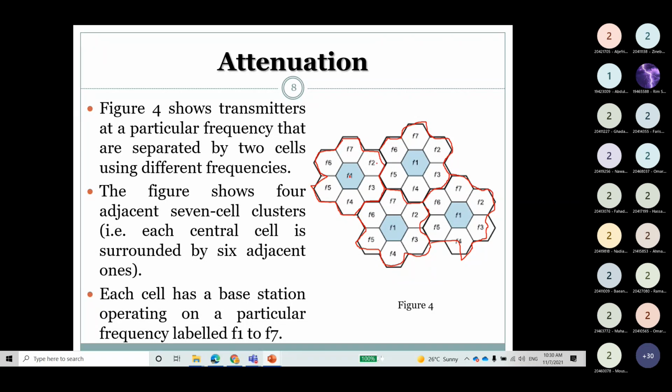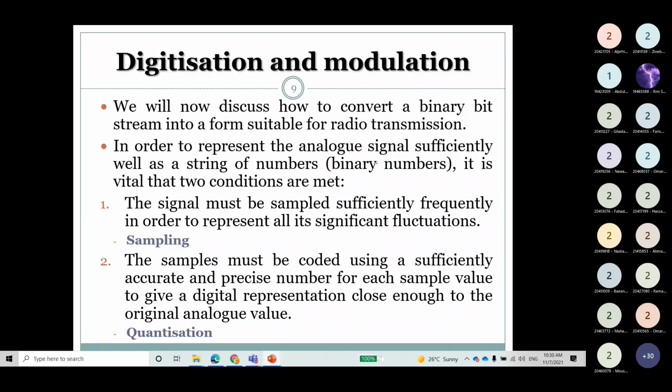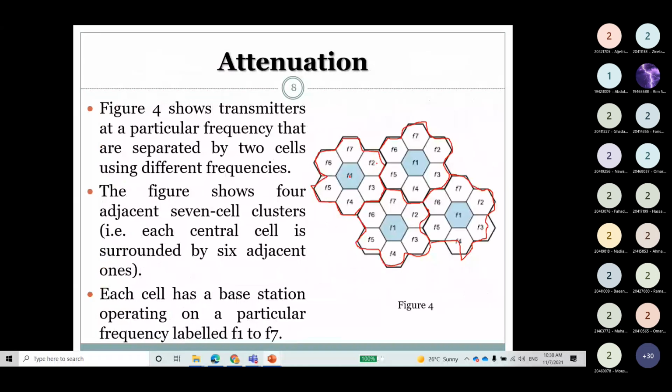Now we move on. Do you have any question about the attenuation? What does it mean? What is the advantage? Is it clear? Clear? I need feedback from all of you.